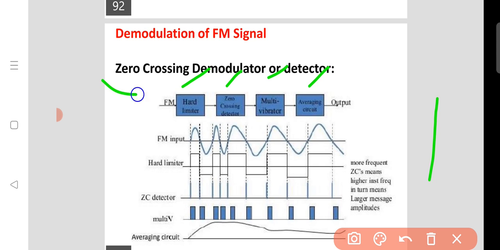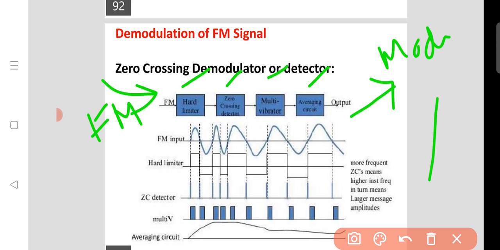Okay, the input of this zero crossing detector is the FM, frequency modulated signal. The output is the modulating signal. It means our actual message signal. Here also, you can understand by the clear picture. You just observe step by step. First of all, the FM is fed to the hard limiter.